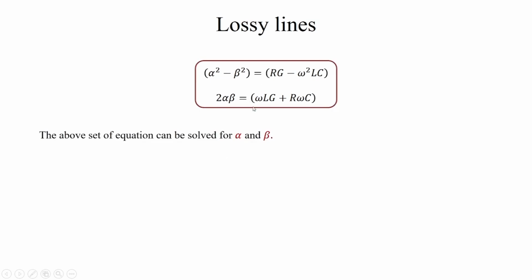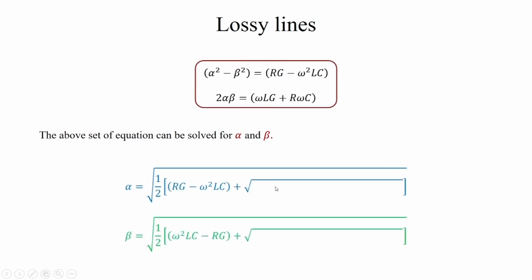Once we have this form, we have two unknowns, alpha and beta, to be calculated in terms of the line parameters, that means R, G, L and C, and also frequency omega. So, if we solve these equations, we get the solutions for alpha and beta, and these are the general solutions for alpha and beta in a lossy line.